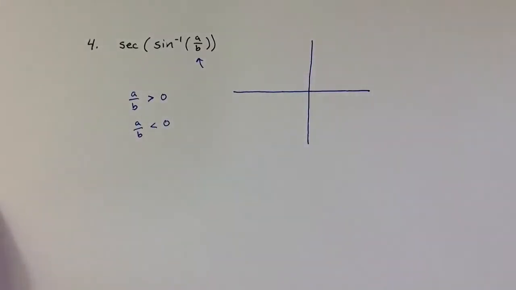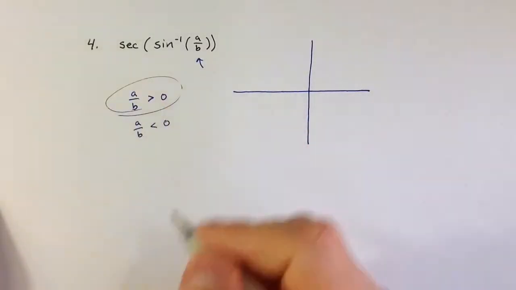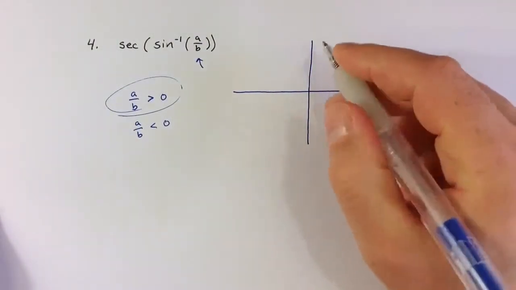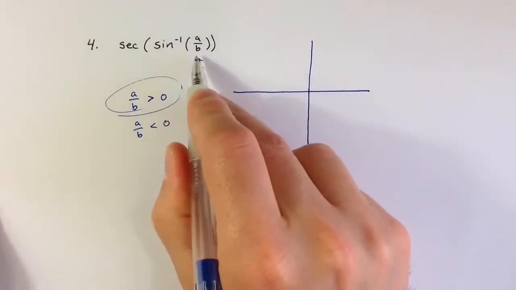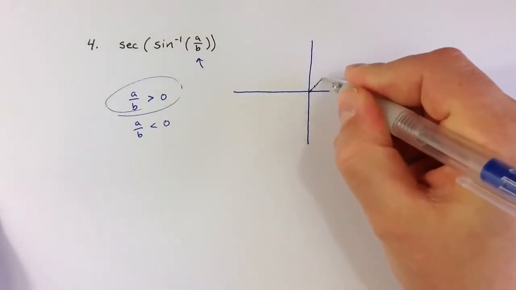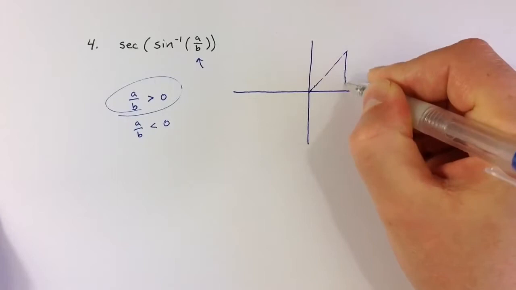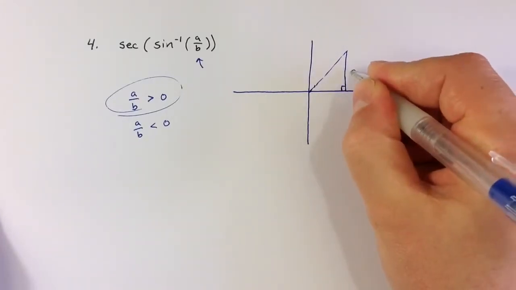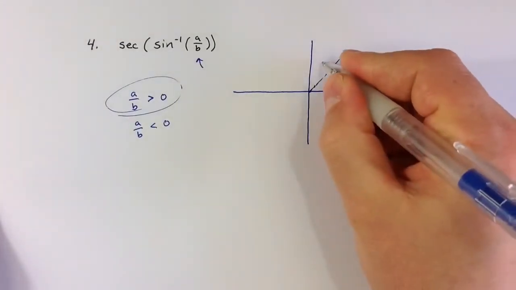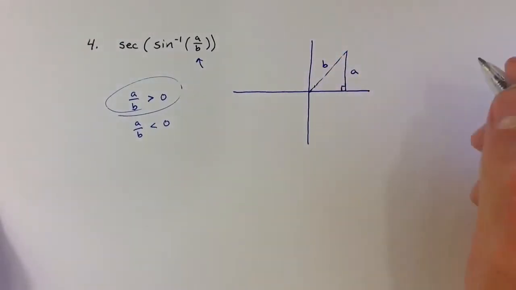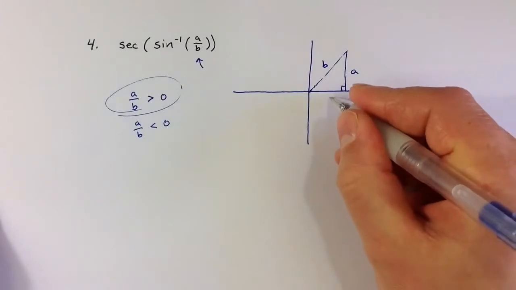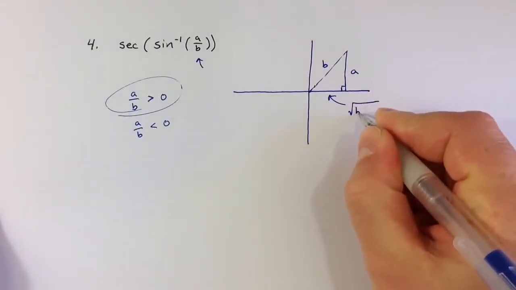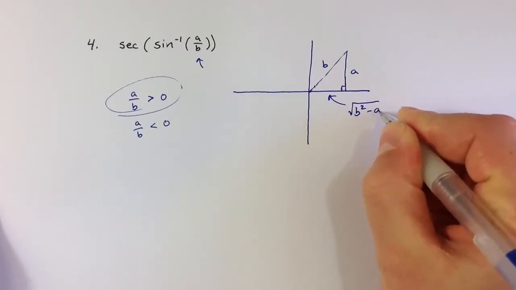a over b is a positive ratio versus if a over b gives us a negative ratio. So let's assume that it's positive, so that ratio would belong in quadrant 1. We would have a sine ratio that's positive, so it would belong in quadrant 1. And even though I don't know what a and b are, I can place a along the opposite side and b along the hypotenuse. And then using the Pythagorean theorem, I know that the unknown side has to be the square root of b squared minus a squared.